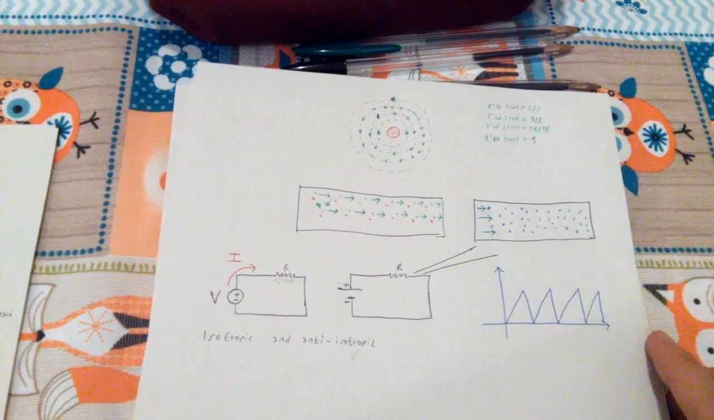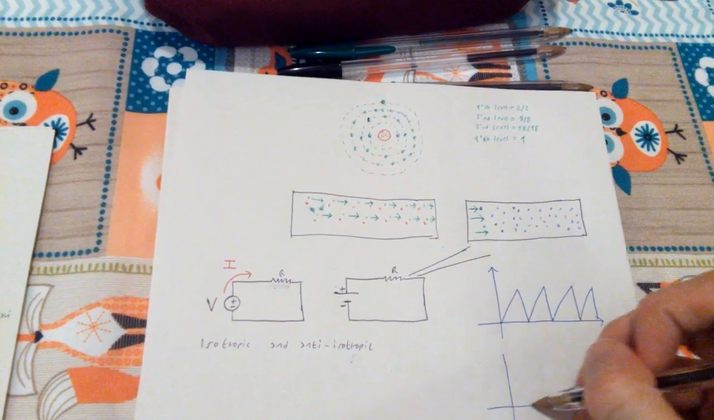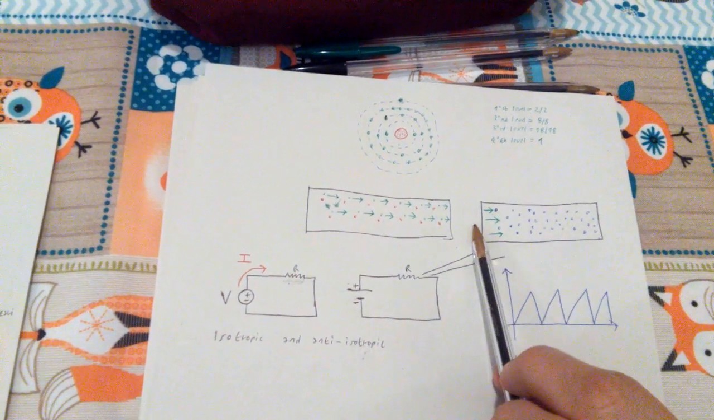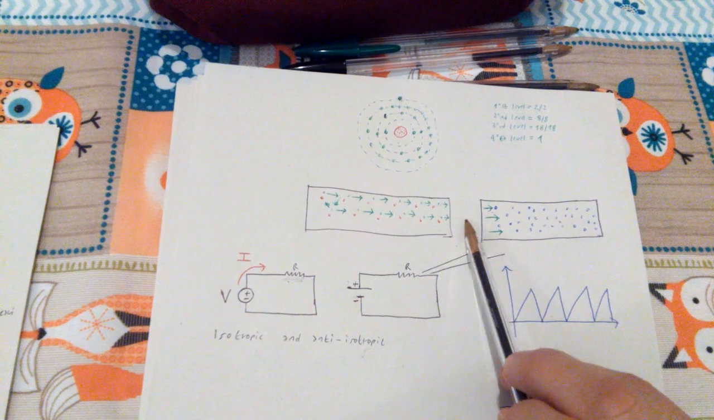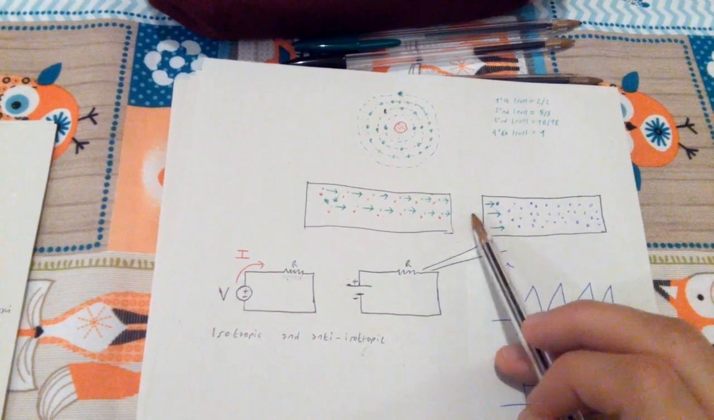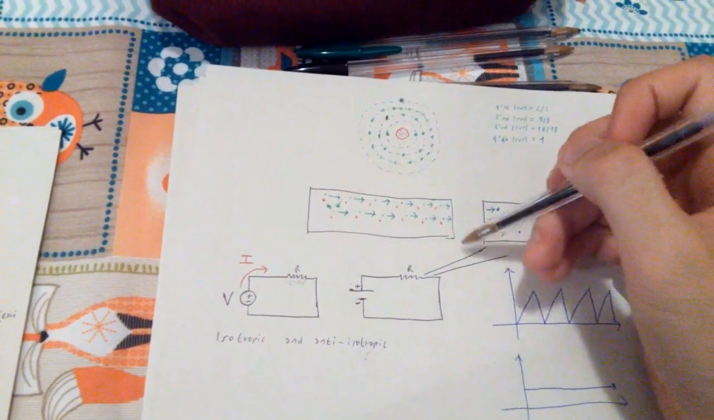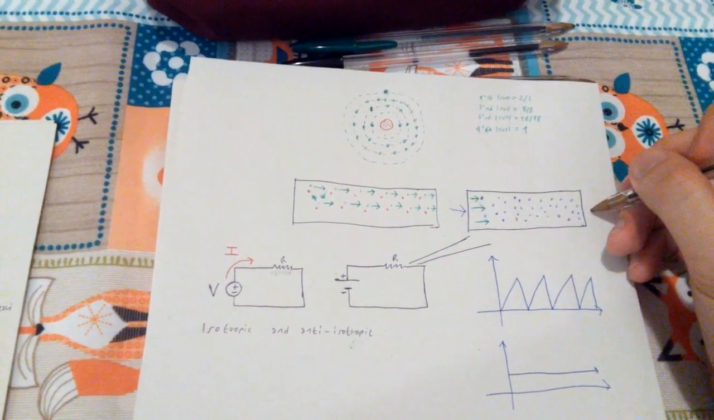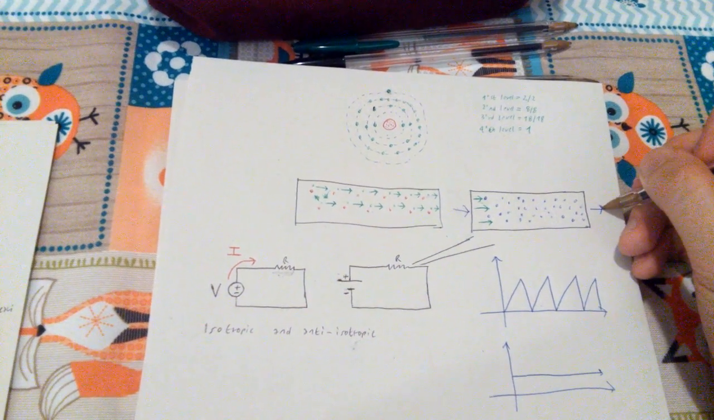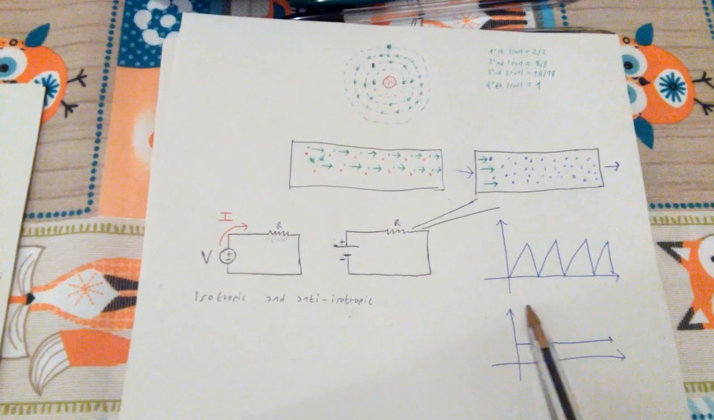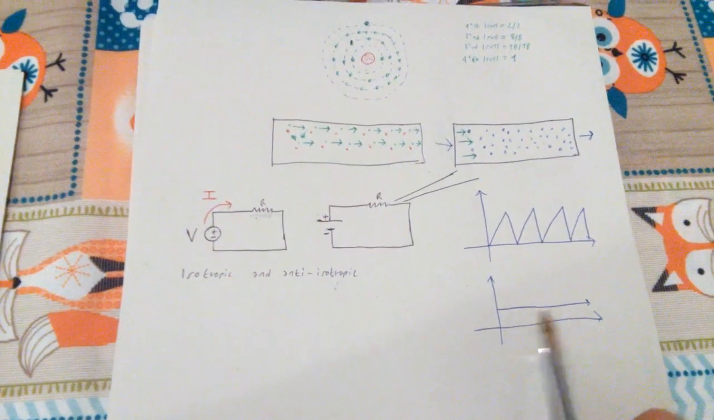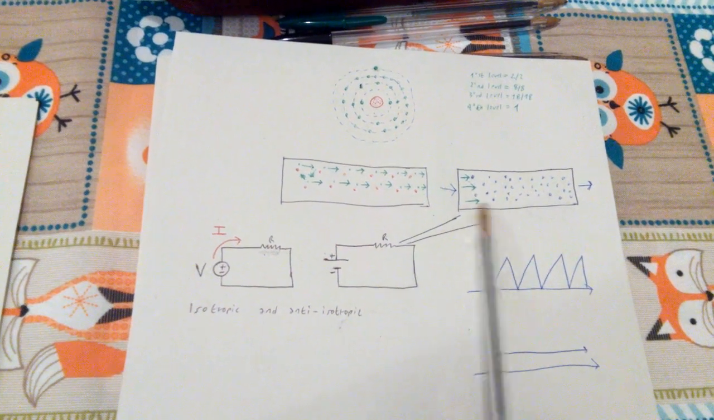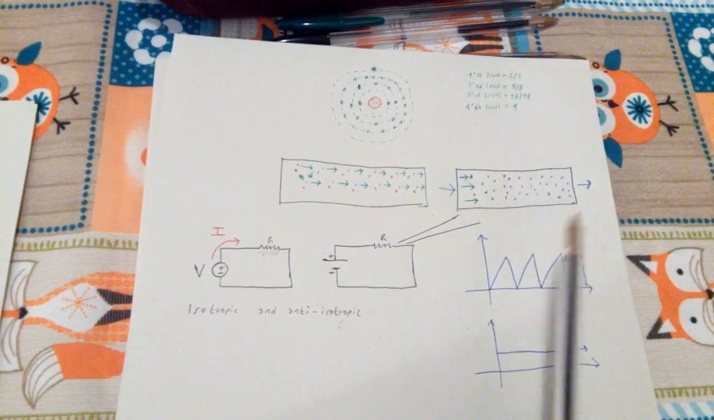But we can actually average it like so, like this, because we know that the speed at which the electrons of the current are entering a certain resistance is the same as the one at which they are going out. So for the sake of simplicity, we can just average it and consider it like this. The resistance is just opposing the flow of current.